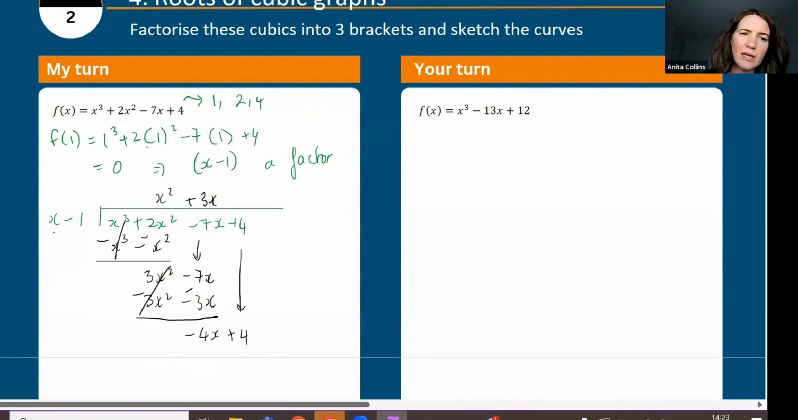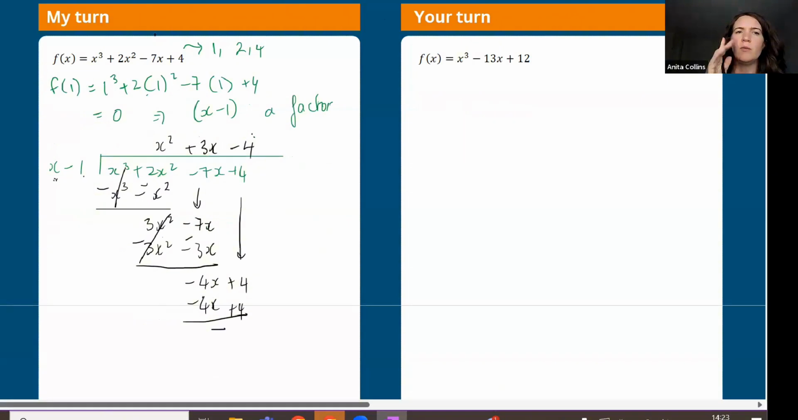Back we go again. Divide in. x into negative 4x is minus 4. Multiply back. Minus 4 times x gives minus 4x. Minus 4 times minus 1 gives plus 4. Good. It's all working out nicely. We have no remainders. What was next? It was factor theorem to find one factor. Divide in to find the other factors.